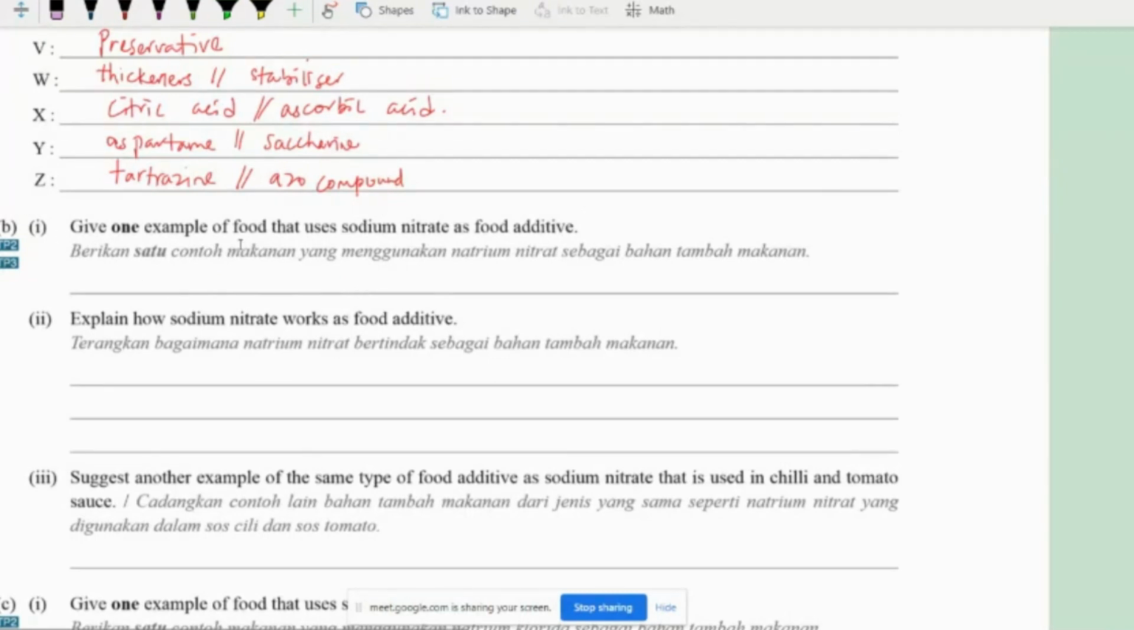Now B1, give one example of food that uses sodium nitrate as a food additive. What food is that? Anyone, did you write some answer for this? We use sodium nitrate as a food additive. Anybody write something? Sausage. Yes, very good. Besides sausage, meat, right? Burger. All of this can be used. Next, explain how the sodium nitrate works as a food additive here.